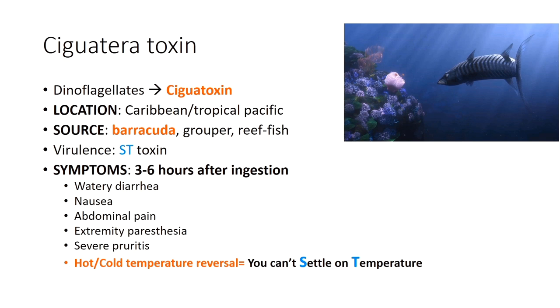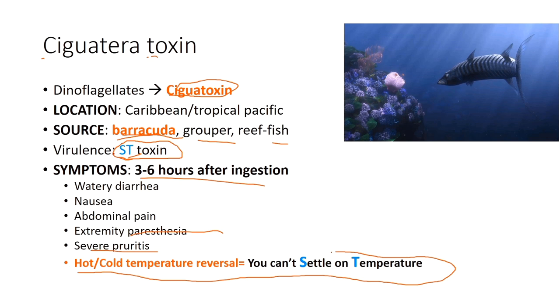All right, next is your ciguatera toxin or your CT toxin. So that's going to mean your Caribbean or tropical toxins. And you're going to get that from sea fish, so that's your barracuda, grouper, reef fish. And that's going to produce your CT toxin, which actually occurs very quickly. It causes watery diarrhea, abdominal pain, paresthesia of your extremities, severe pruritus, and then this is the key feature. When you can't settle on a temperature, you have CT toxin, and that is specific for ciguatera toxin. So hot-cold temperature reversal: something that's supposed to be hot is actually cold to them, something that's cold is actually hot, and you can't settle on what temperature it is. You can't determine, is it hot or is it cold, and that is your CT toxin, okay?